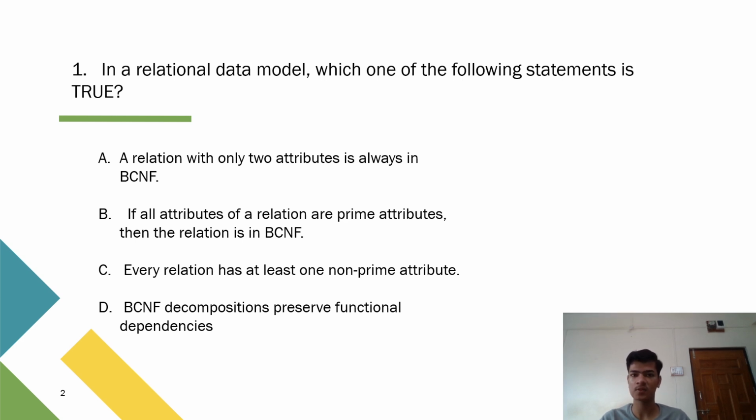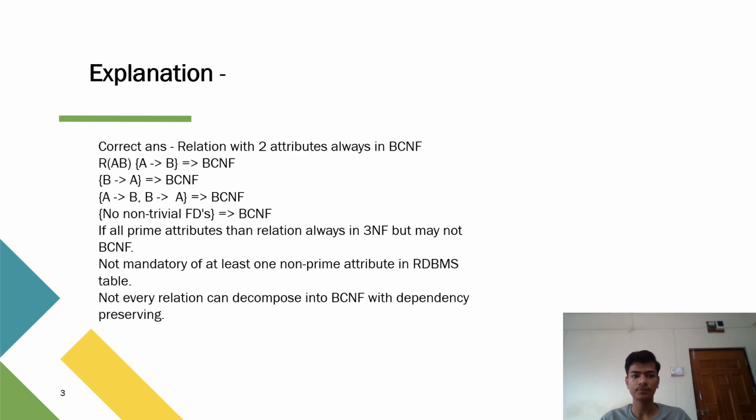Now we will see the explanation of why it is so. As you can see, relation of AB where A implies B is always in BCNF because it is not necessary that all prime attributes in a relation are all in 3NF, but they may not be in BCNF due to partial trivial dependencies. So option B is incorrect.